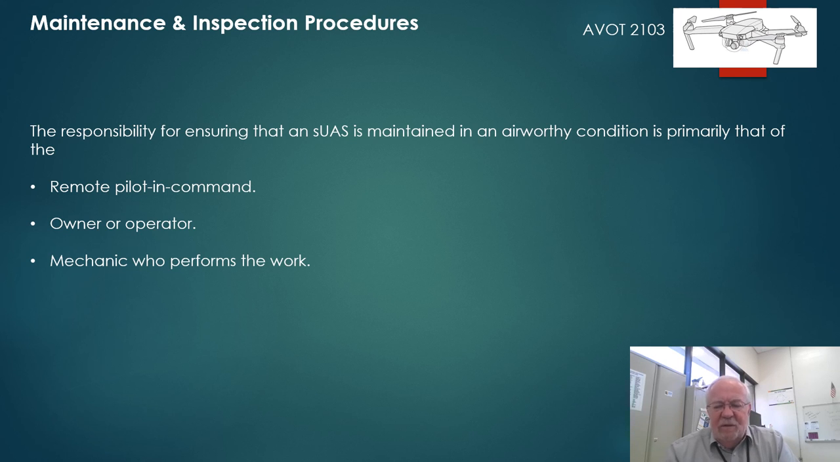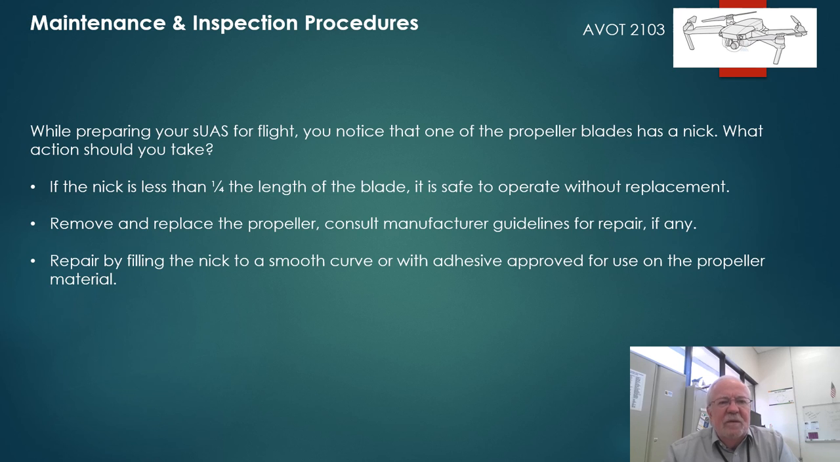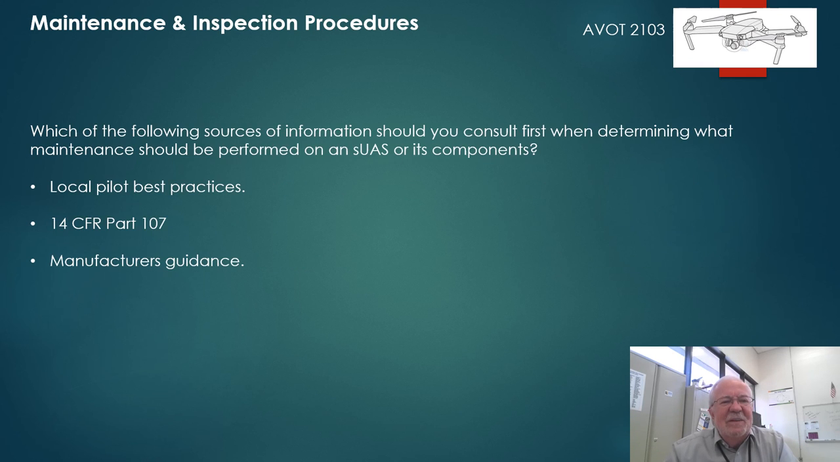Easy. Responsibility for ensuring that a UAS is maintained in airworthy condition is primarily that of the pilot in command. We're responsible for everything. Not the mechanic, not the owner. When preparing for a flight, you notice that one of the propeller blades has a nick. It sounds like a question we already did. Sorry, the duplicate slide there. Okay, here we go. Which of the following sources of information should you consult first when determining what maintenance should be performed? C, manufacturer guidance.